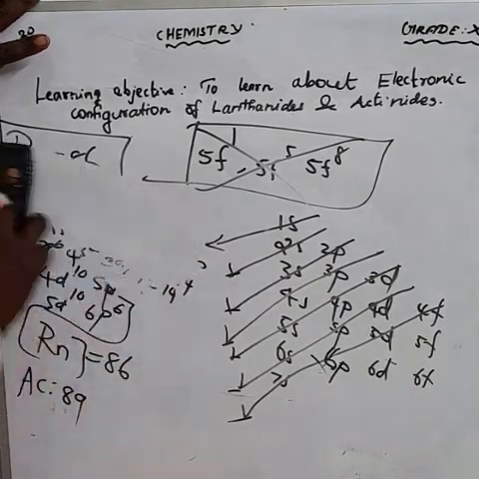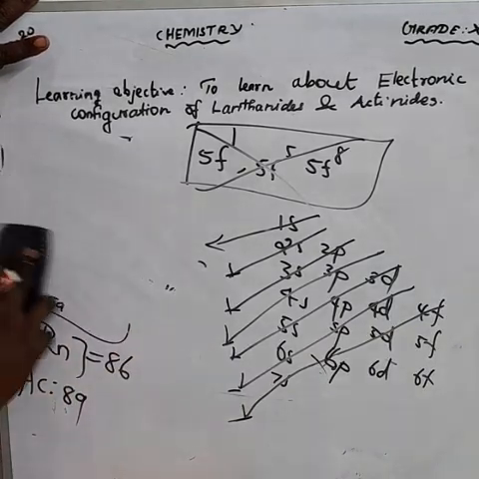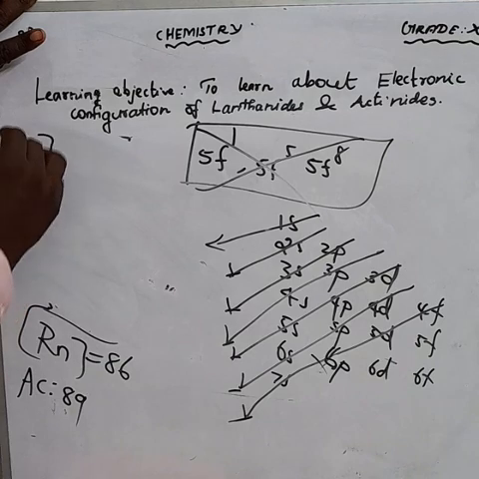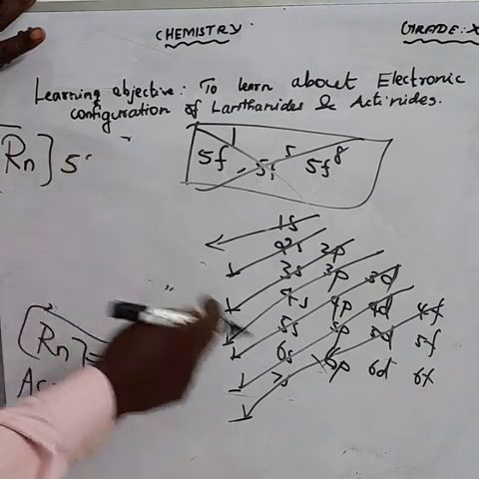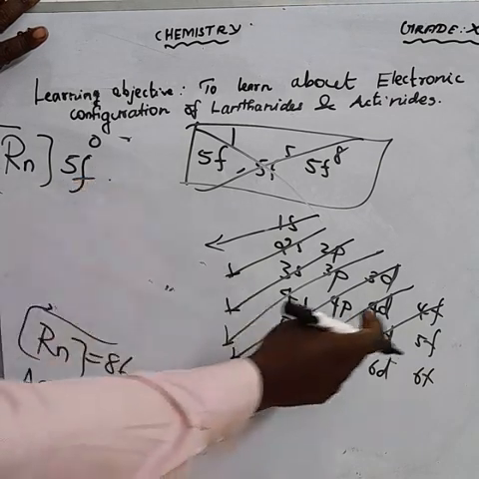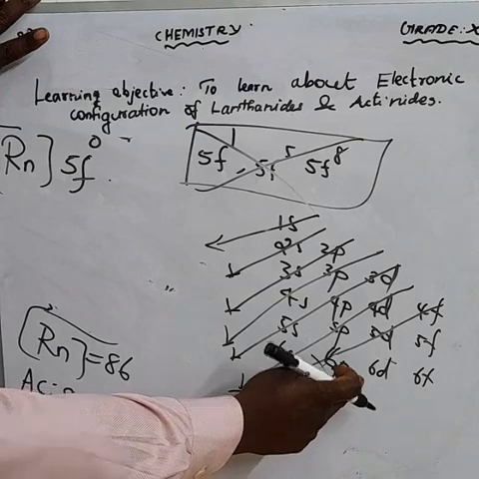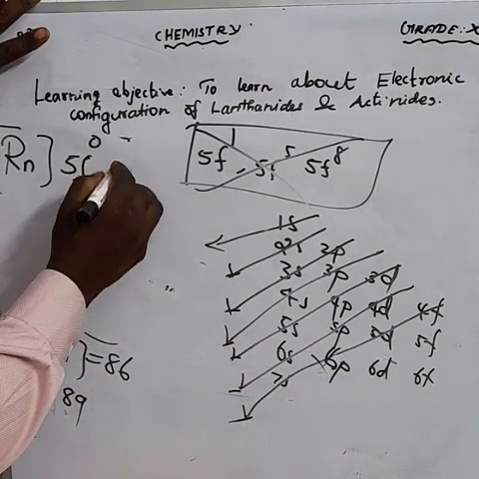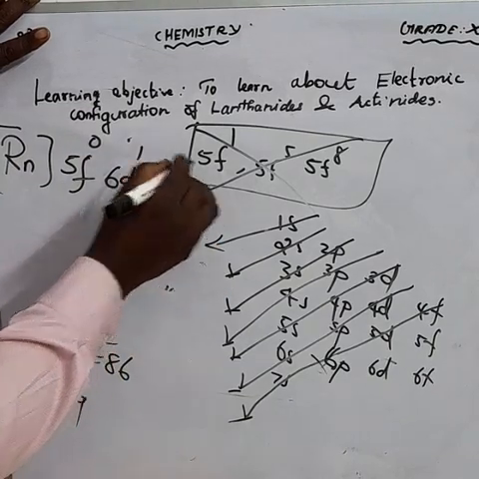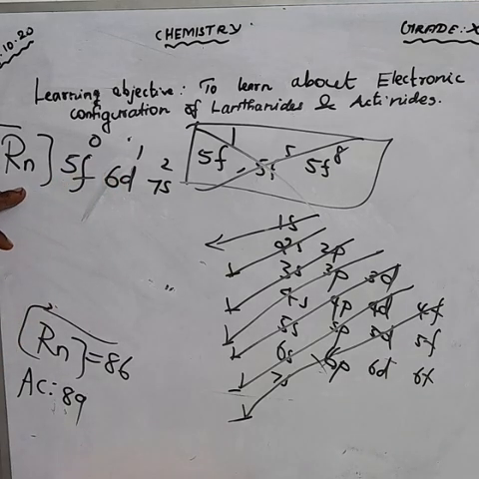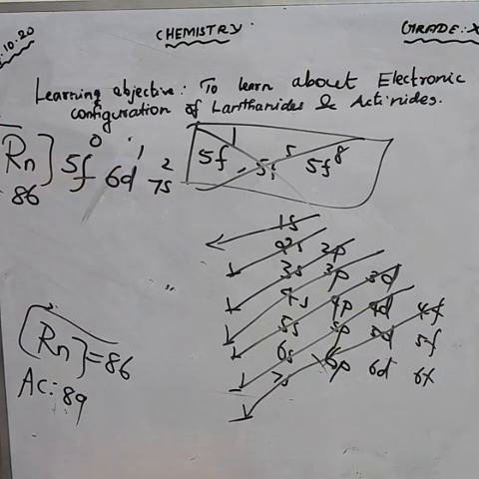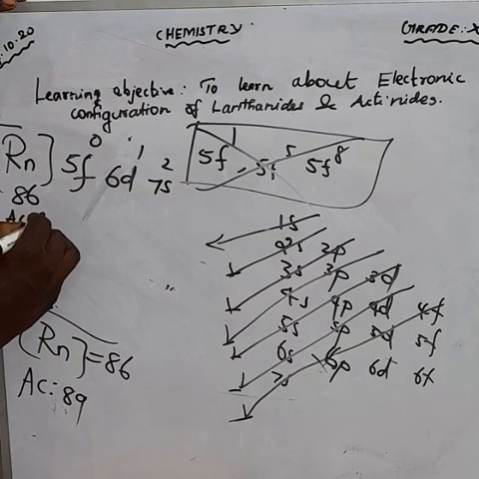How will you write the configuration of actinium? Rn, the radon core, then 4f is over; next 5f has no electron, 5f0. After the 5f, you should write 6d, where we can accommodate only 1 electron. After the 6d, the next one is 7s2. The s should be completely filled. Radon gives 86 electrons, 87 plus 2, 89. That is the configuration for actinium. Okay, clear.